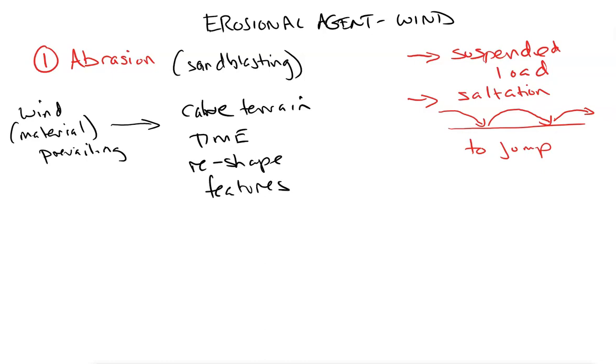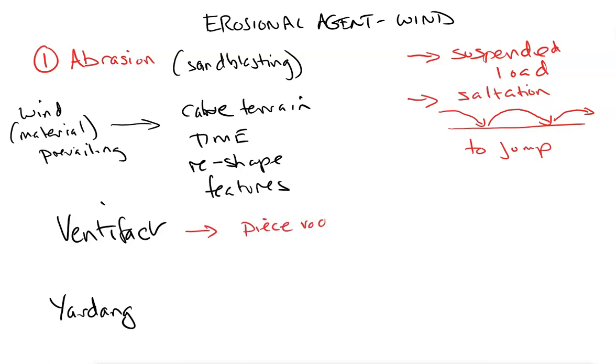For example, there are two things. There is a ventifact, and we also have a yardang. Okay, two of these features are basically produced by wind erosion. Now, a ventifact is a piece of rock on the surface that has been smoothed and polished by the wind in certain angles, in certain directions.